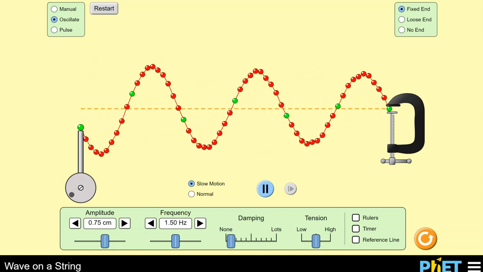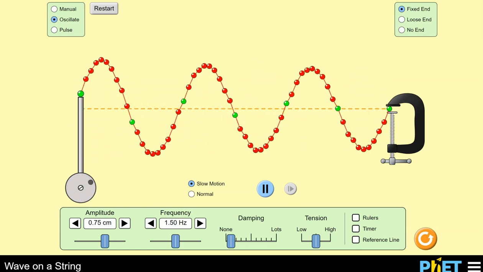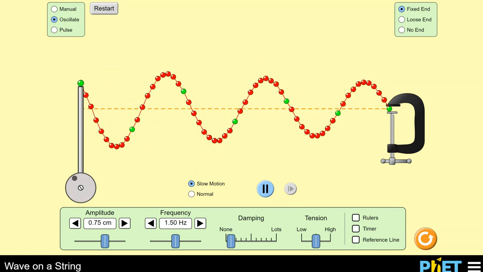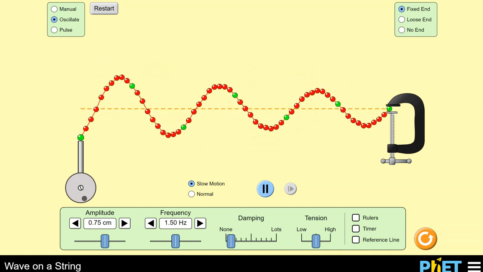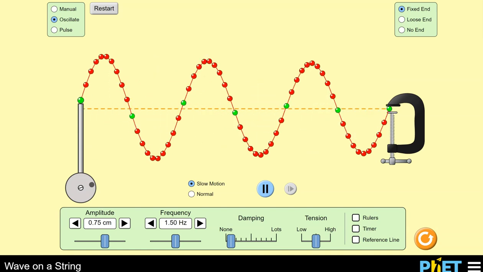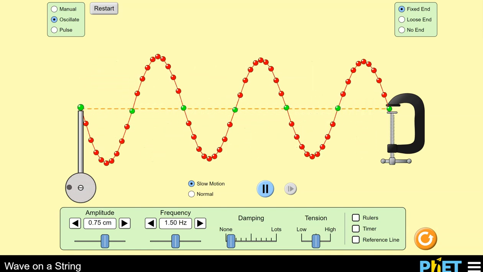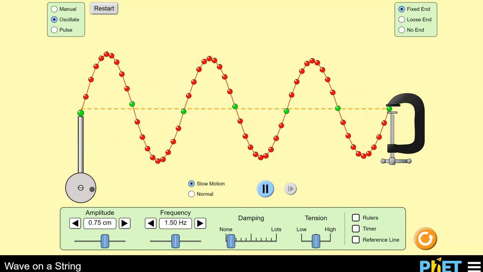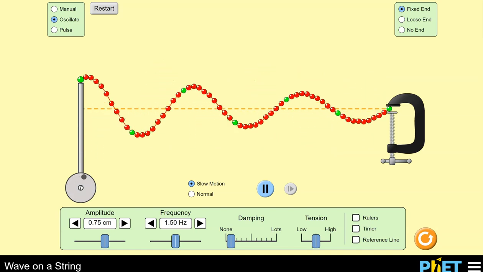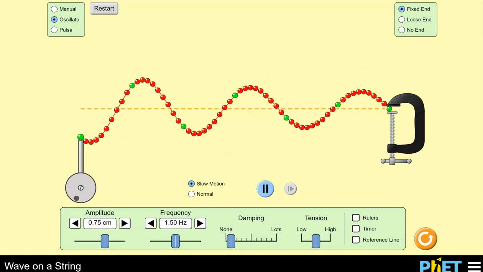If we were to zoom in on any one of these, it would be very similar to watching a mass connected to a spring oscillating up and down vertically. So there are some similarities between waves and oscillations, in that here, any one piece of the medium itself is going through oscillatory motion, like we've already talked about.